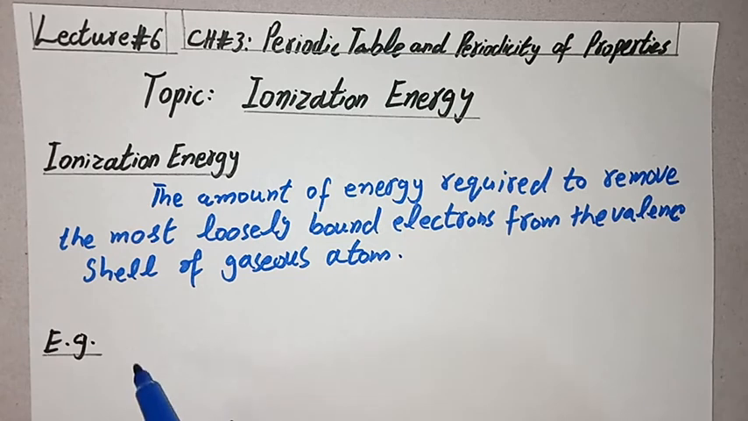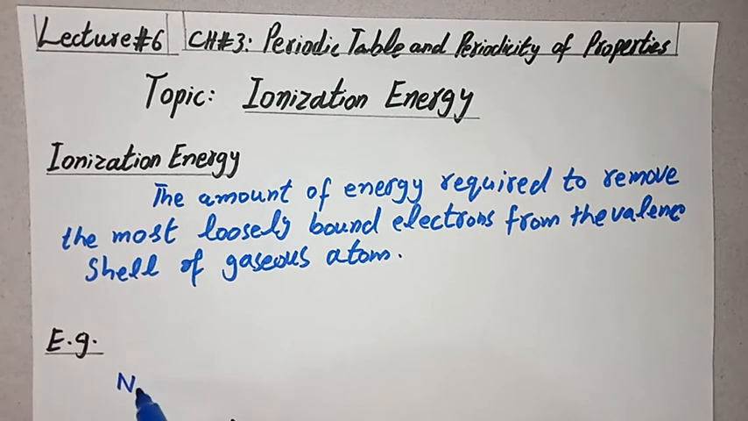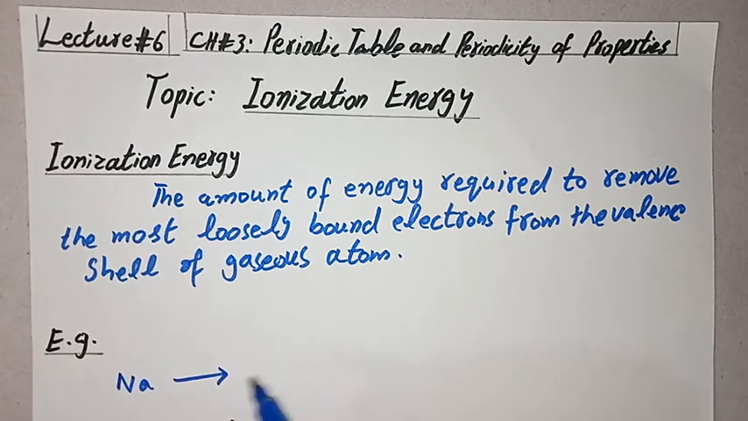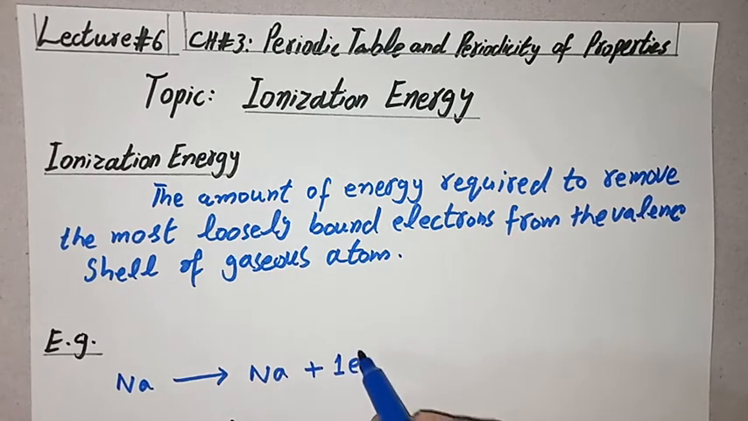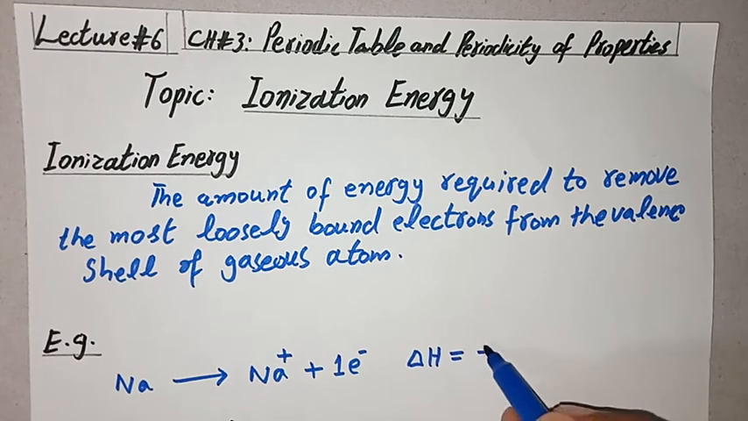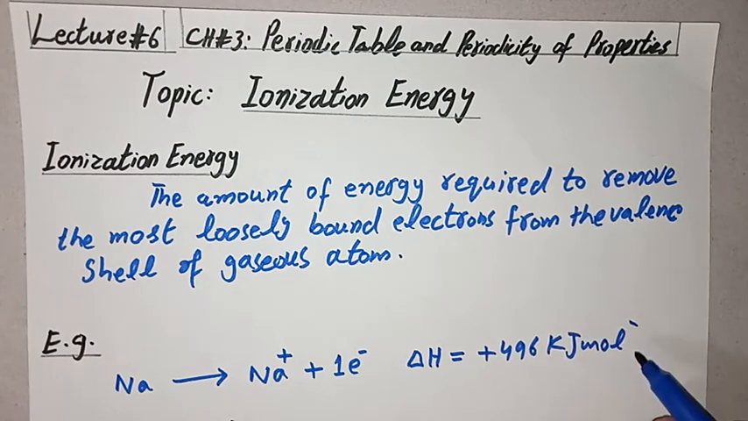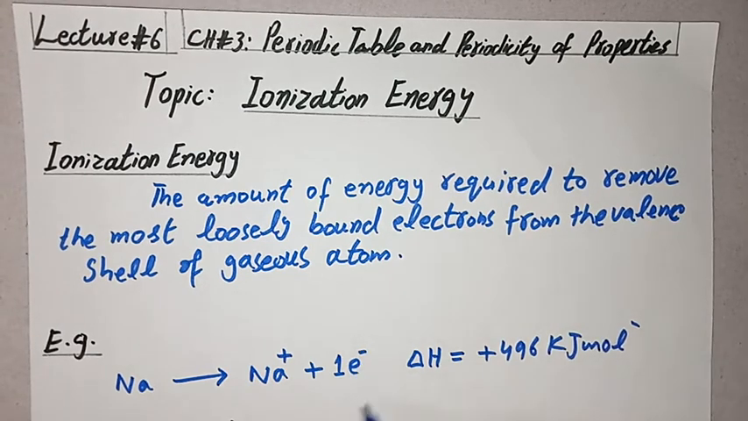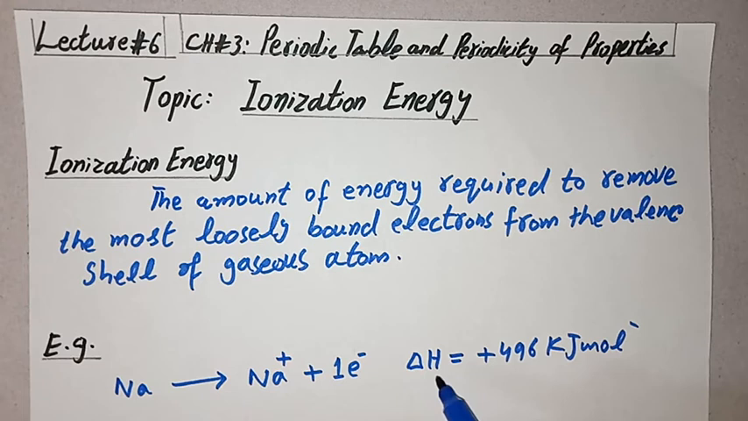For example, in sodium, if we want to remove one electron, there will be a positive charge and we need 496 kilojoule per mole energy to remove this most loose electron from the valence shell. Kilojoule per mole is its unit, and delta H is representing the energy, plus meaning absorption of energy.